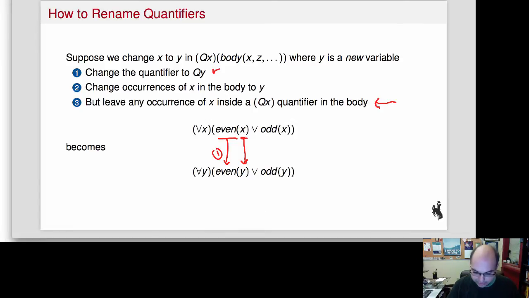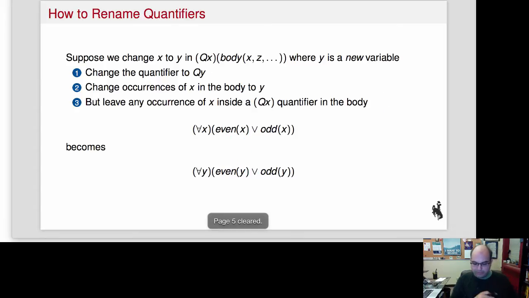Now, here's a different one. We have for all x, even x or odd x. How do things change? Again, we take the quantifier and change the x to a y. That's pretty easy. The only difference is that this time there are two occurrences of x, and we've got to change both of them. We can't just change one of the x's to a y and leave the other one, because then we don't get the same expression.